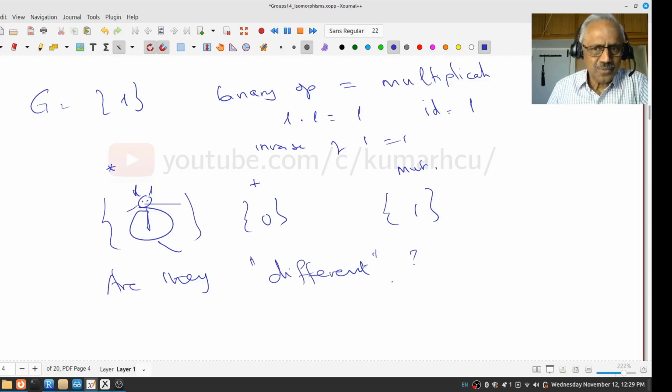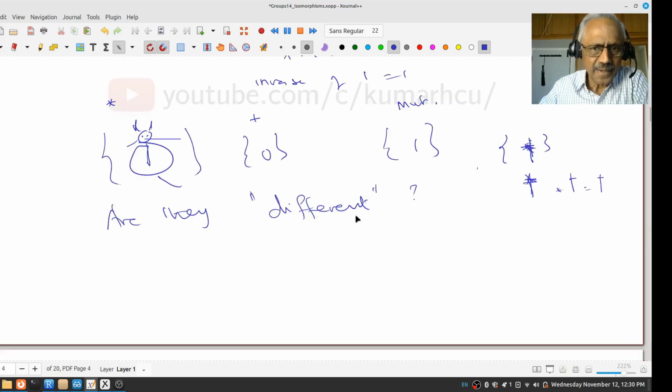You follow. Instead, if you want, you can also put a single star. Suppose I say cross, and cross star cross is again cross. So that will also be a group. So they are not distinct at all.